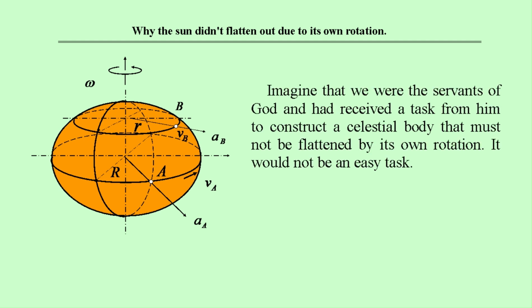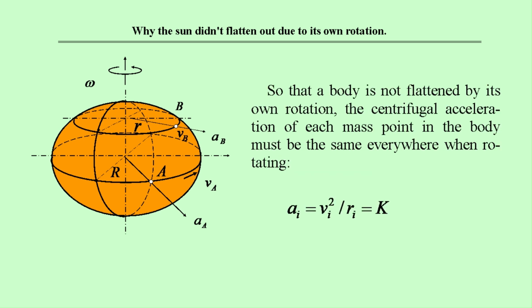Imagine that we were the servants of God and had received a task from Him to construct a celestial body that must not be flattened by its own rotation. It would not be an easy task. So that a body is not flattened by its own rotation, the centrifugal acceleration of each mass point in the body must be the same everywhere when rotating.